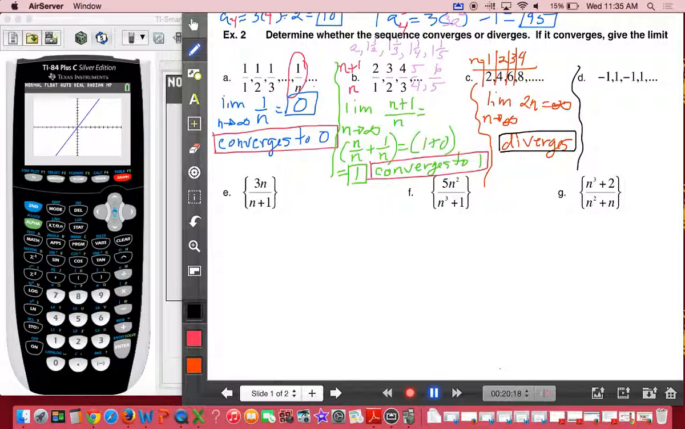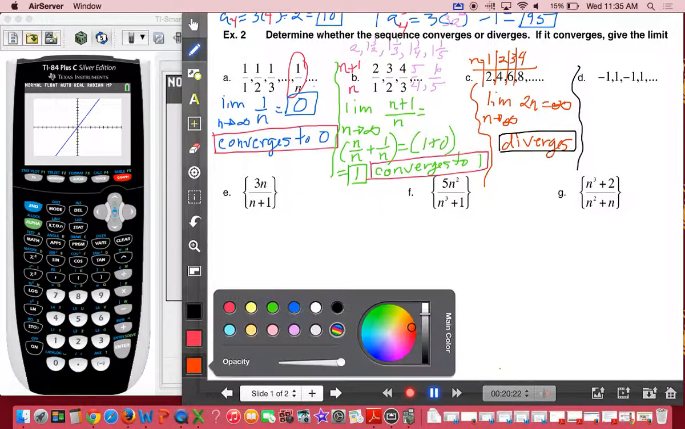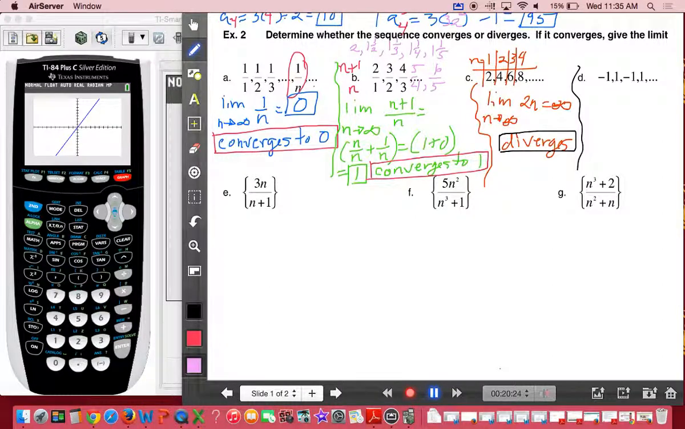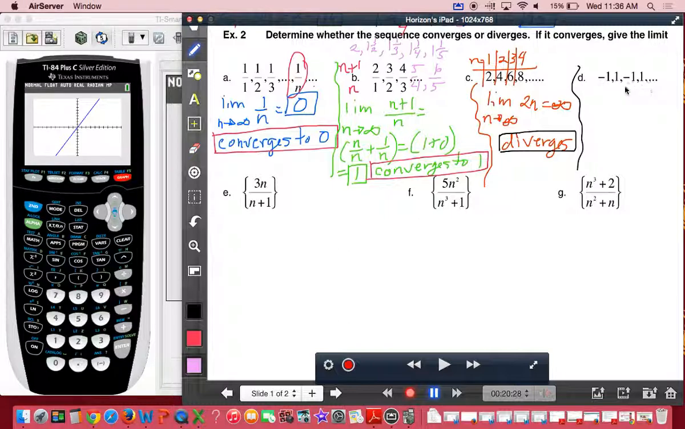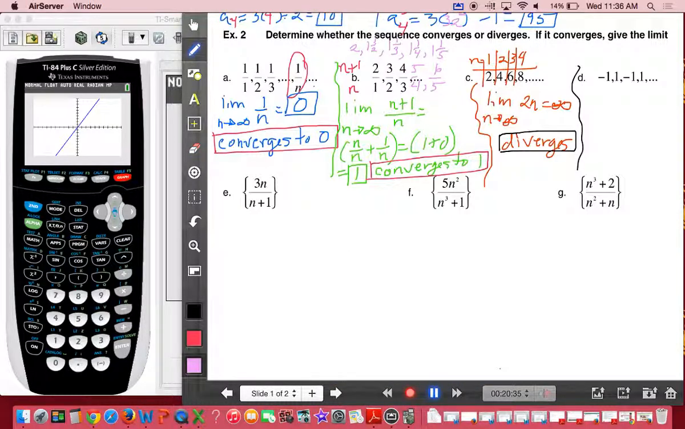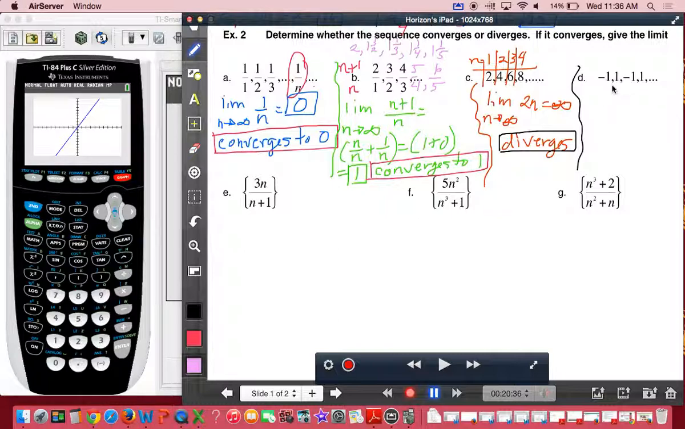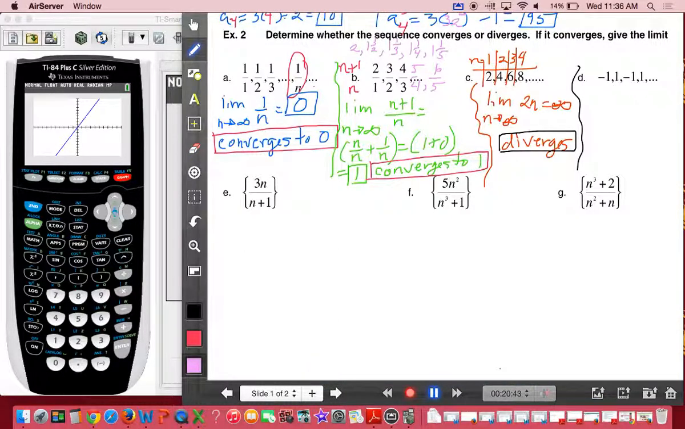Then the last one I find is interesting. As you look at this, there's really not a function you can write for this, but there's a definite pattern that you can see. Wouldn't you agree? What pattern do you see? -1, +1, -1, +1, -1. So this is a pattern that is considered oscillating. This sequence oscillates, love that word, forever.